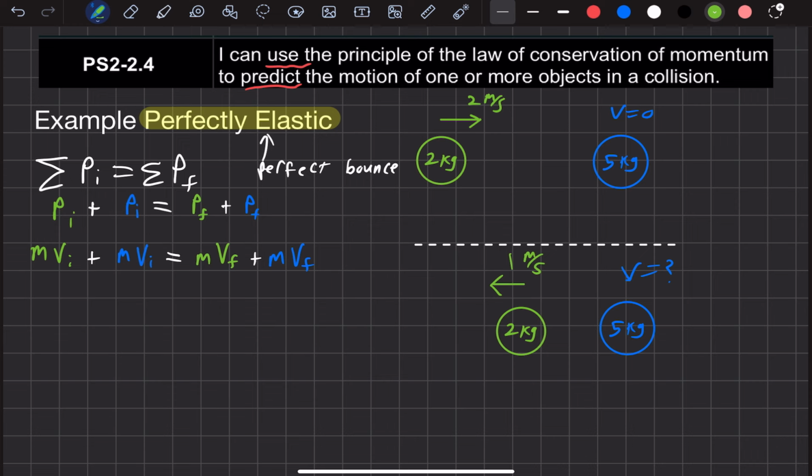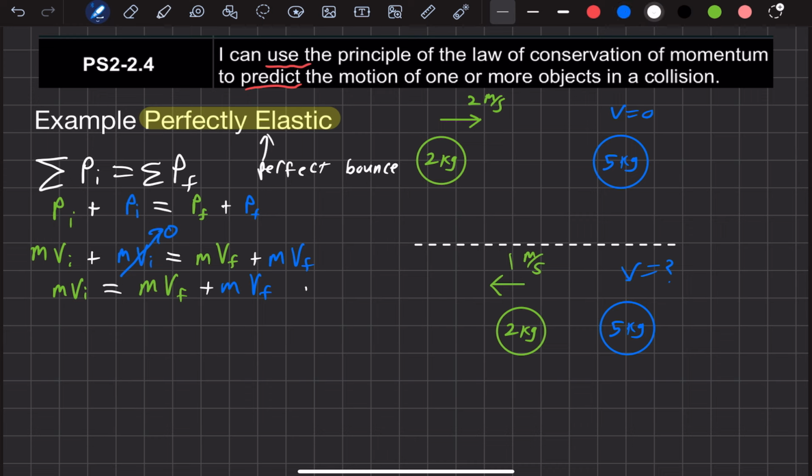At this point, before plugging in any values, we should identify any zero values right away. Zero values are really handy to plug in right when you notice them, because that simplifies the expression. You can see from the example, the blue object is initially at rest. It is not moving. That means its velocity is 0. So the initial velocity of the blue object is 0, which makes the entire initial momentum of the blue object 0. That will simplify our expression down to the mass of the green object times its initial velocity equaling the mass of the green object times its final velocity plus the mass times the final velocity of the blue object.